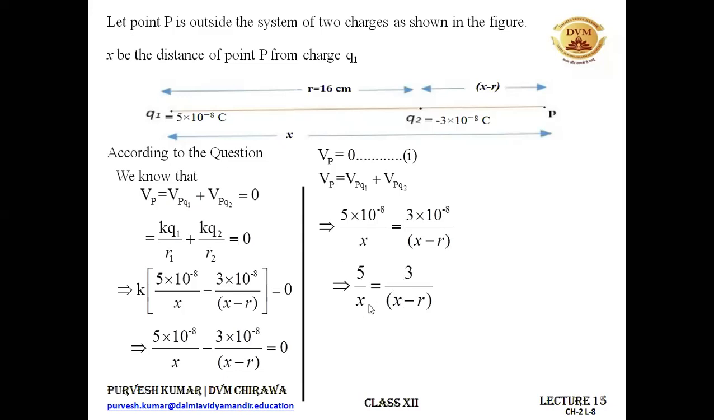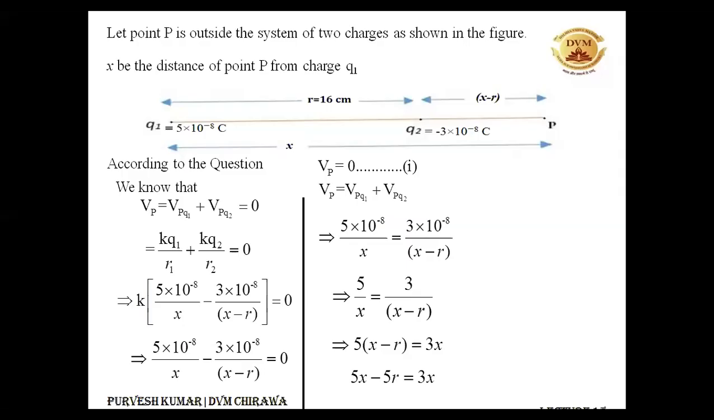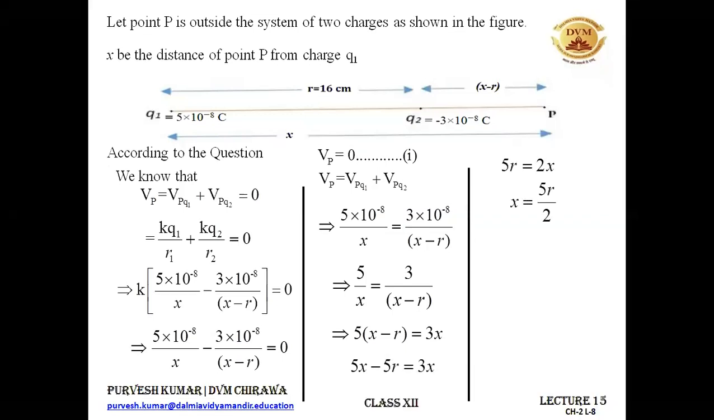Cross multiply it and solve for x, because we already know the value of r that is given in the question. So you will be having this thing, that 5x minus... we need to solve this equation for x, and you can easily be solving it in this manner, that take this r towards the right hand side and x term towards the left hand side. So you will be left with 5r is equal to 2x, and x comes out to be 5r by 2.